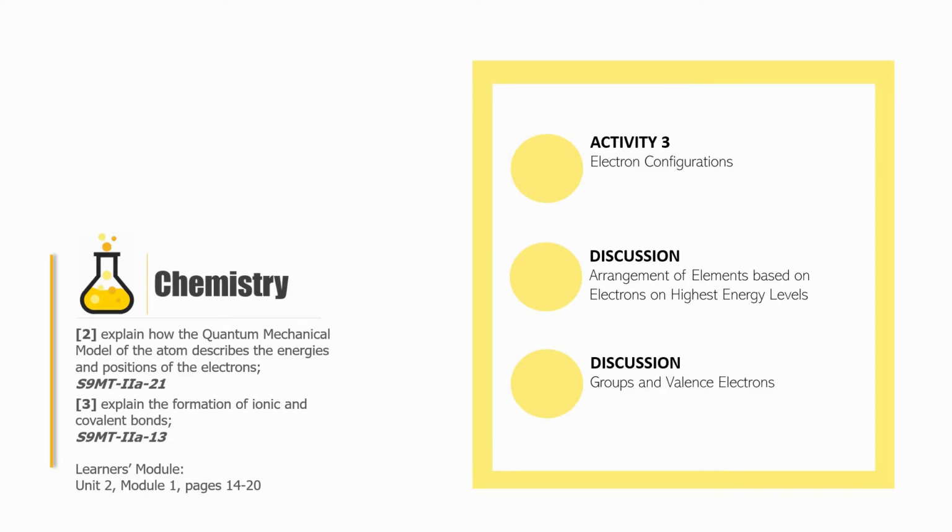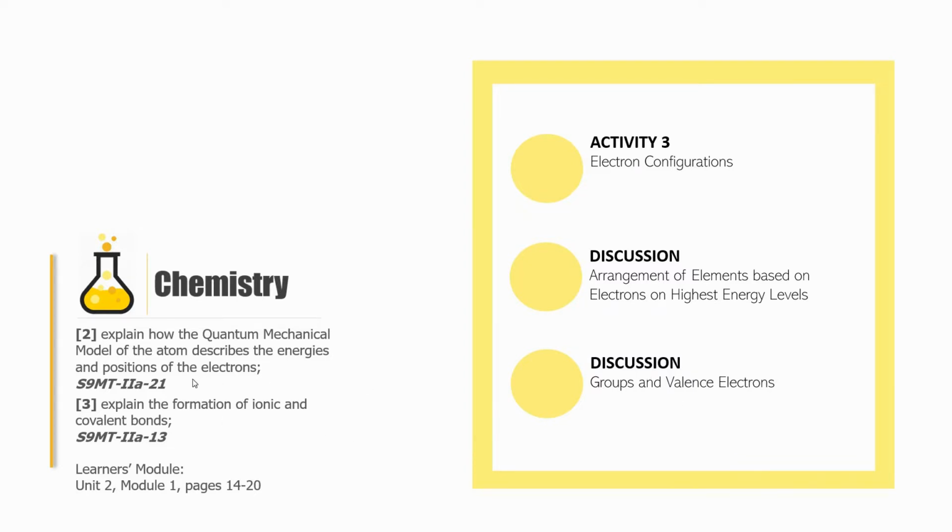This is still grade 9 chemistry, but now we're going to continue with the second and the third learning competency. The second learning competency in Science 9, in Chemistry 9, is explaining how the quantum mechanical model of the atom describes the energies and positions of the electrons. So kung paano natin gagamitin daw yung quantum mechanical model of the atom in describing the energies and the positions of the electrons. And then the third one is explaining the formation of ionic and covalent bonds.